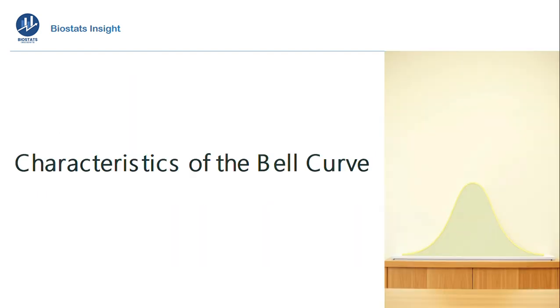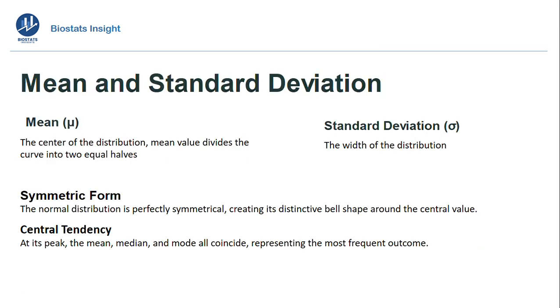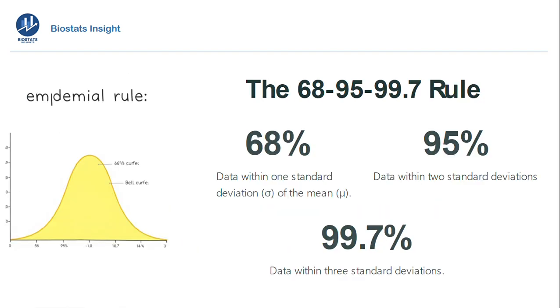Here in this graph, you can see this is the width. This width represents the standard deviation, whereas this parallel line divides the data into two equal halves, and that is known as the mean. Now, symmetrical form: the data should be perfectly symmetrical around the mean when it is a bell-shaped curve. Central tendency: the mean, median and mode all coincide, representing the most common outcomes.